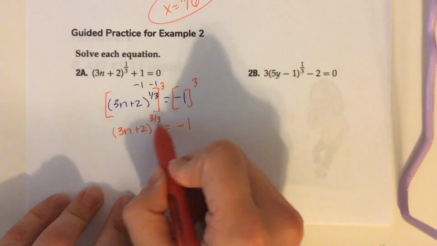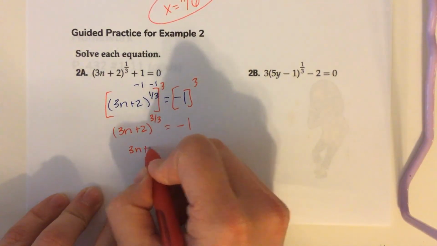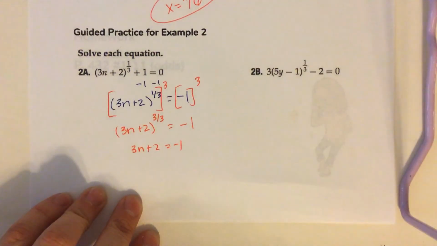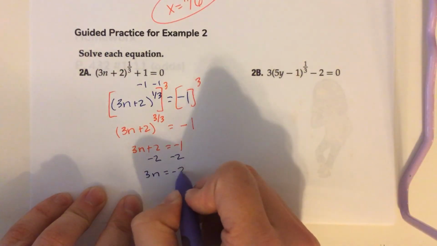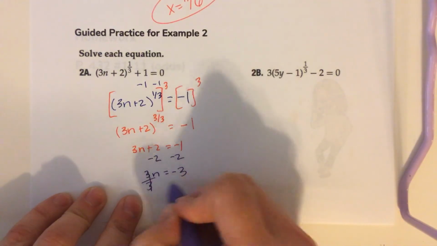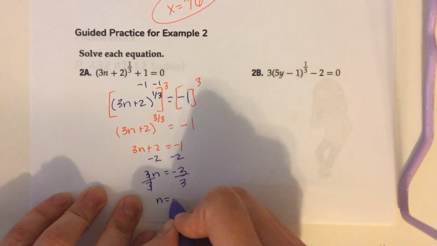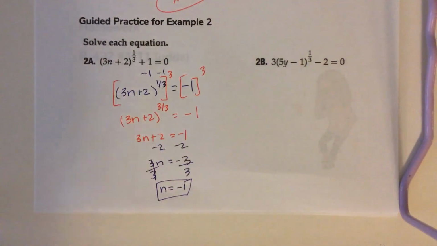Well, we know this is just 1, so this is really just 3n + 2 = -1. Solve for n. Subtract 2. 3n = -3. Divide by 3. n = -1. And we're good to go.